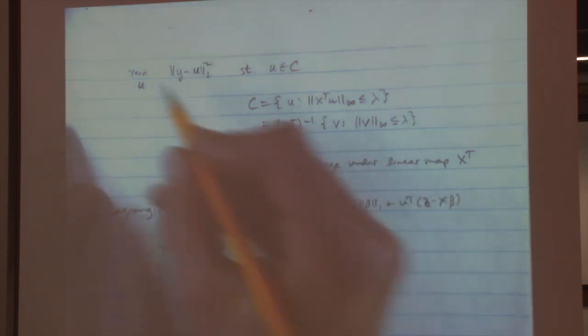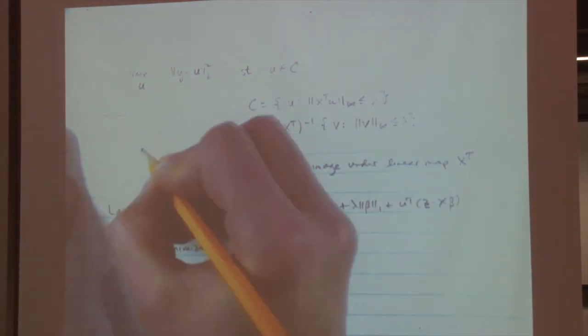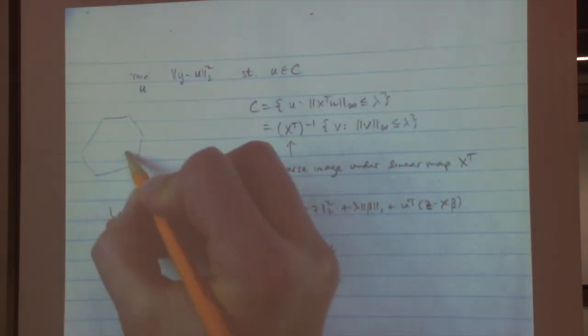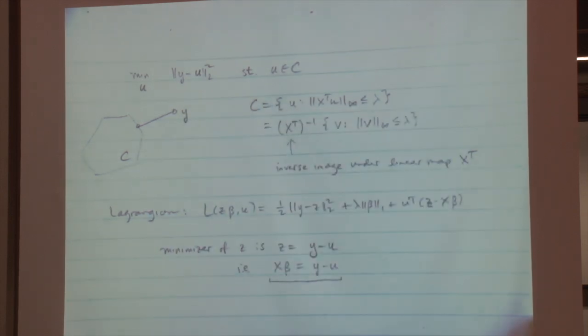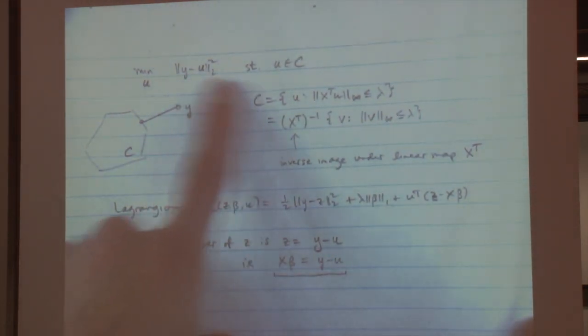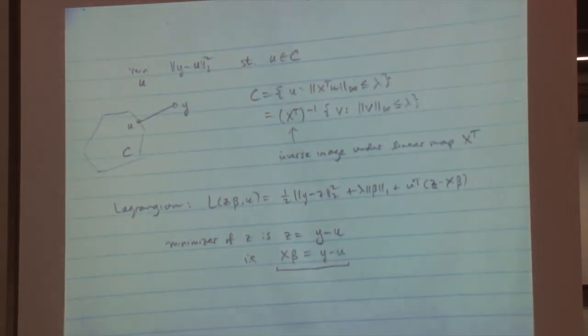Not in closed form, but what is this problem asking for? We have some set C. I actually claim it's a polyhedron, and that's what this next line was showing. That's C. And the dual solution is given by projecting y onto C. It's the minimum of y minus u in L2 norm subject to u lying in the set C. That's just projection onto C. We've already talked about that a bit.